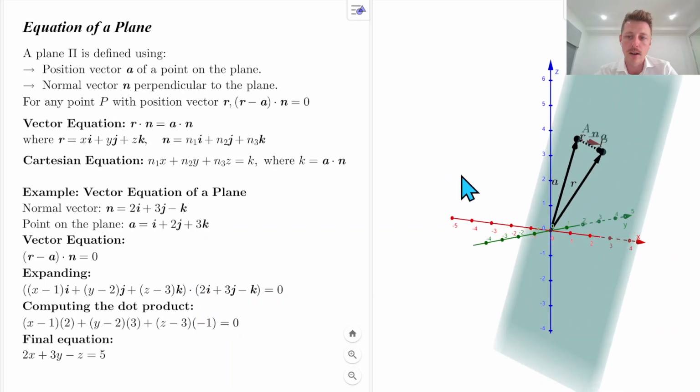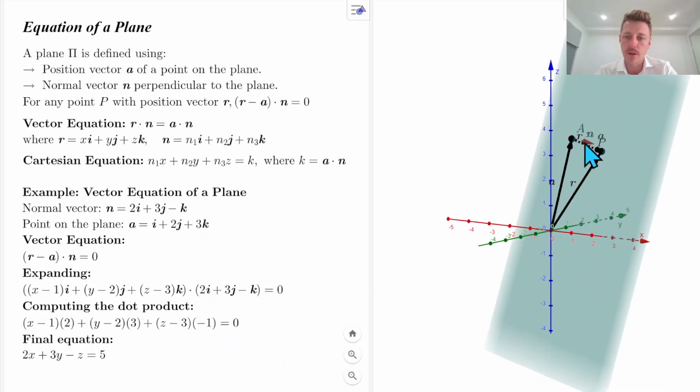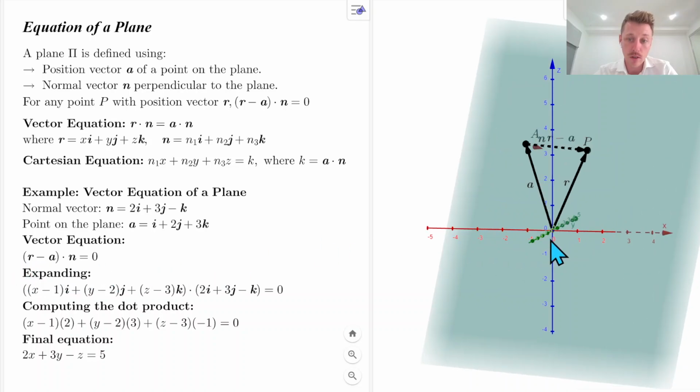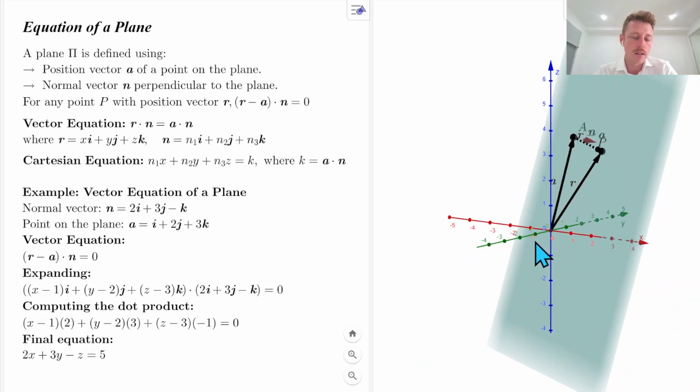Okay, because we know r minus a has to also be on that plane. So we get r minus a dotted with n equals 0. Okay, and then we expand that. When we take vector r minus vector a, we just do the subtraction of their coefficients.